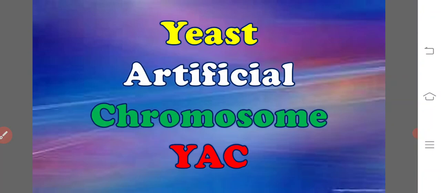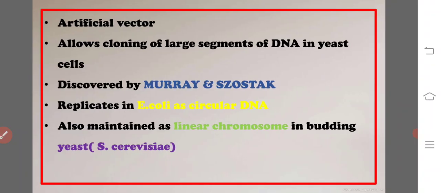Yeast artificial chromosome is an artificial vector which allows cloning of large segments of DNA in yeast cells. Yeast artificial chromosome was first described in the year 1983 by Murray and Szostak. It is designed to replicate in bacterial hosts like Escherichia coli as a plasmid in the absence of DNA insert. It is maintained as a linear chromosome in budding yeast, that is Saccharomyces cerevisiae.